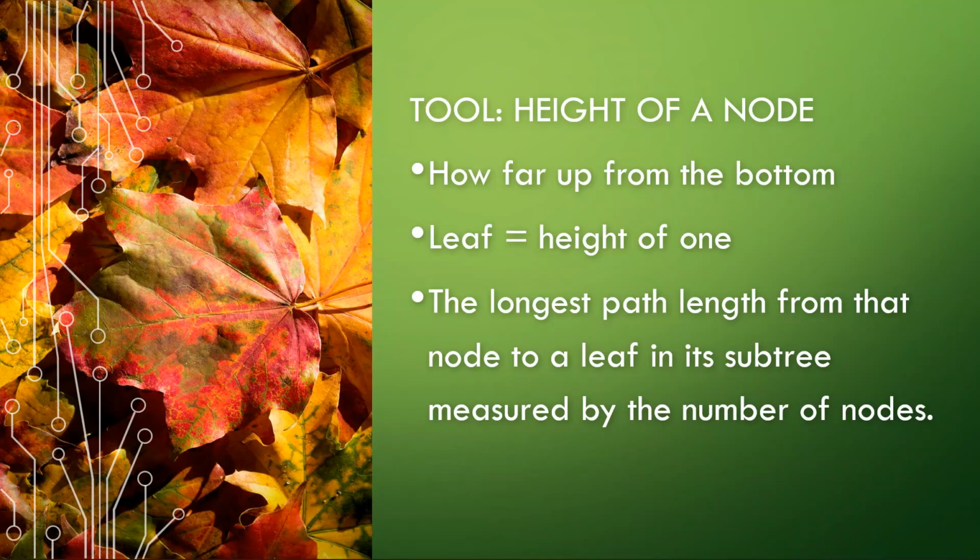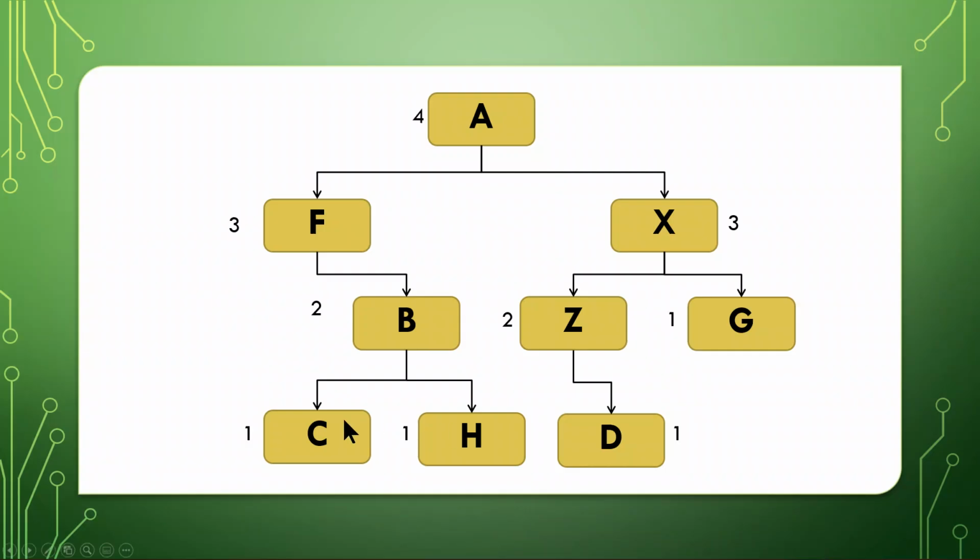The height of the node is kind of the opposite, it's how far up from the bottom. So a leaf has a height of itself. The longest path length from that node to a leaf in the subtree is measured by the number of nodes within it. And so this is more from right here, starting at the leaves, it's 1, and then going up from here. So from this leaf to this one, and comparing from both of these. So here, from this leaf there's 1 edge, here there's 1 edge, and so, okay, this is that longest path going all the way up.